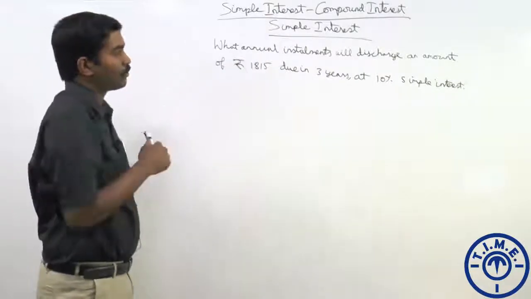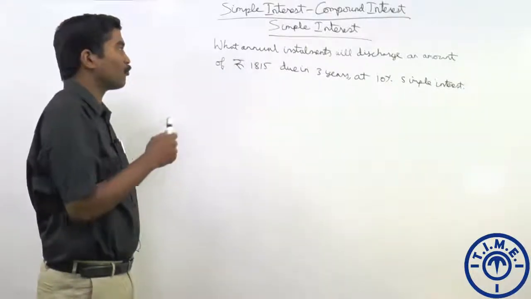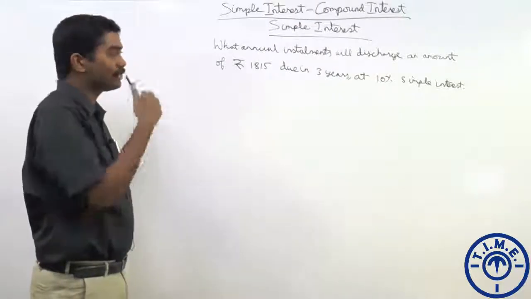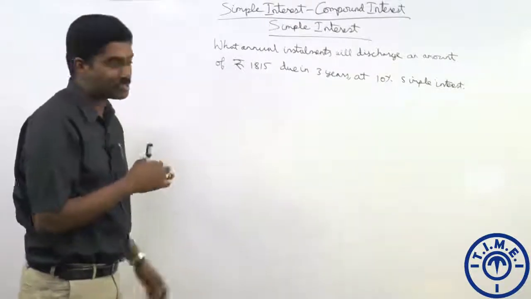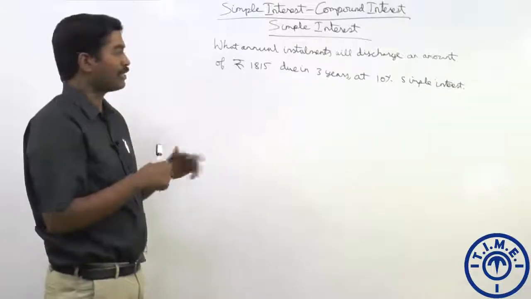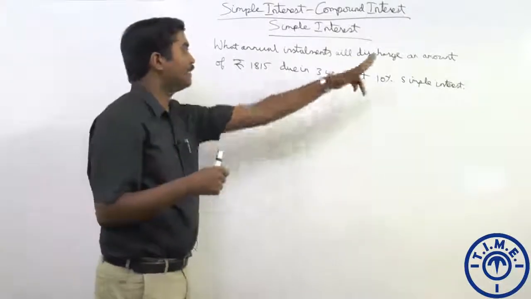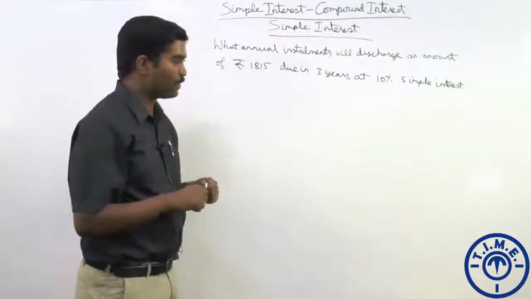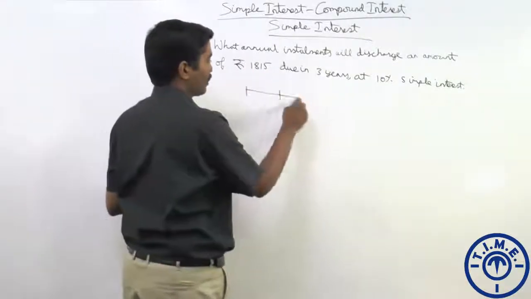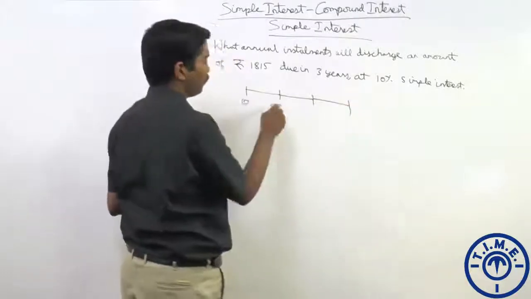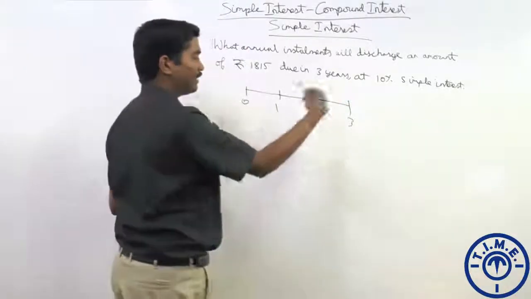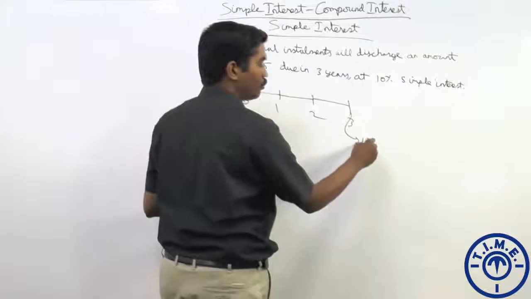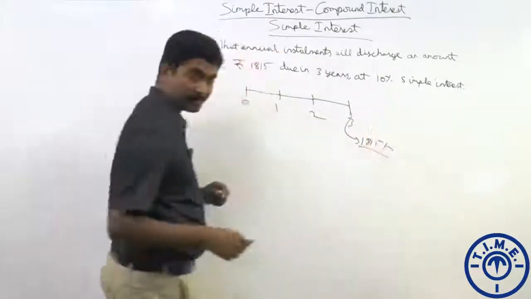Now, let us look at an installments based question in simple interest. What annual installments will discharge an amount of rupees 1815 due in 3 years at 10% simple interest? First, let us try to understand the question. What does this phrase say? An amount of 1815 due in 3 years, which means I borrowed a certain amount, right, 0, 1, 2, 3, and at the end of the 3 years the amount that is due is 1815 rupees.